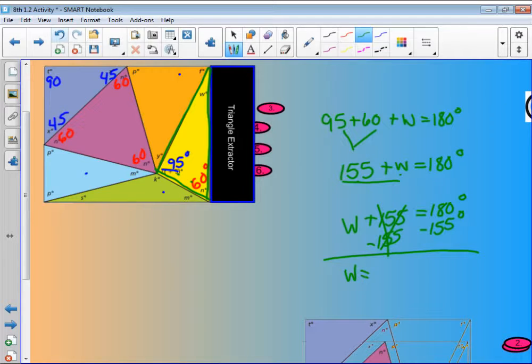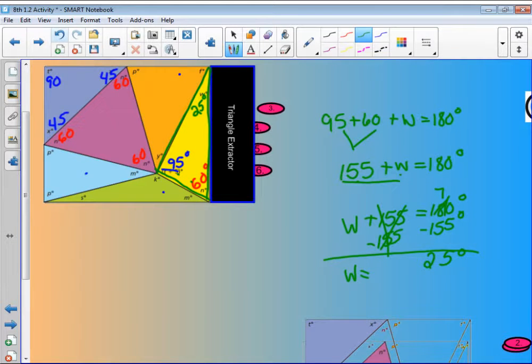W equals, I'll just do this longhand quick, 5. I just found out W is 25 degrees. So here we're going to write in 25 degrees. Okay. Do we have any other W's?